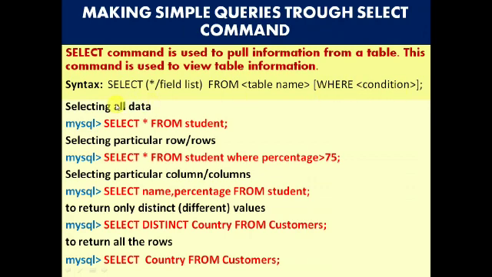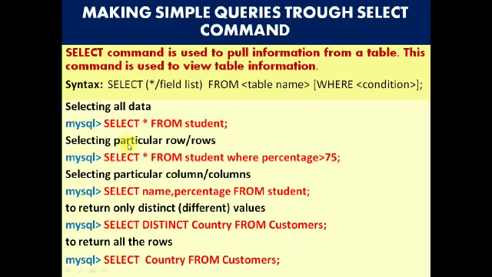Now let us start with the basics. If you want to display all the data present in your table, how do you write it? We can use select asterisk from student. Here the name of the table is student, and after select we have not specified the name of any column, we have used an asterisk. It means it shows all the data, all the rows from this table.